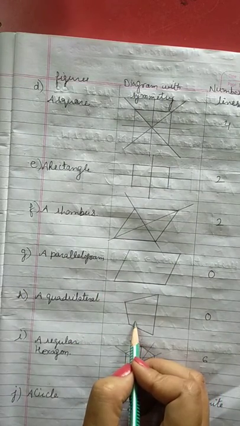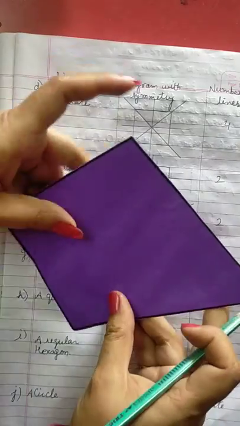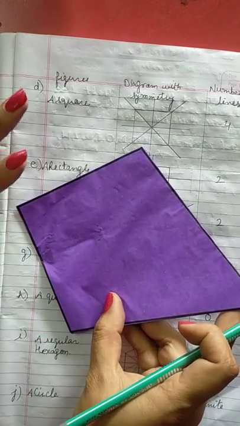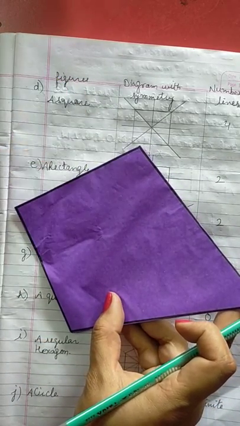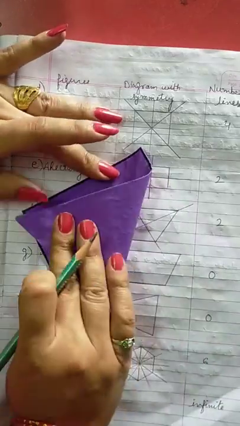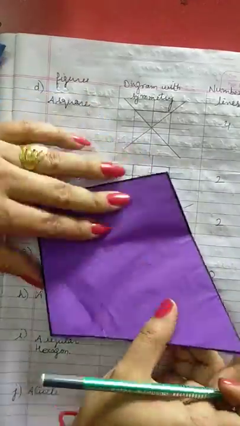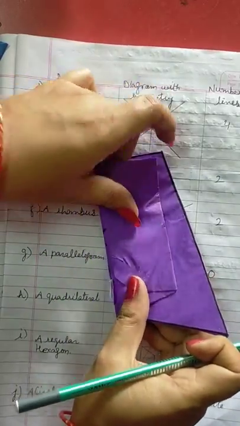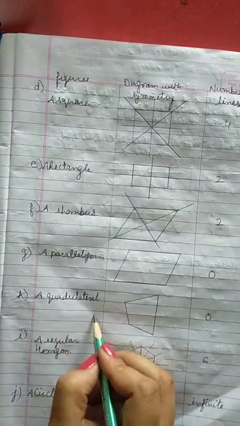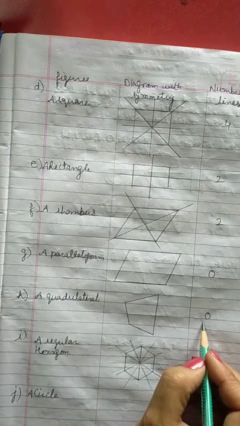Then a quadrilateral, you can see this is a quadrilateral. All the sides are different in this quadrilateral, because it is not given which type of quadrilateral it is. When I fold it, you can see all the parts are not overlapping each other. So in this quadrilateral there are 0 lines of symmetry.